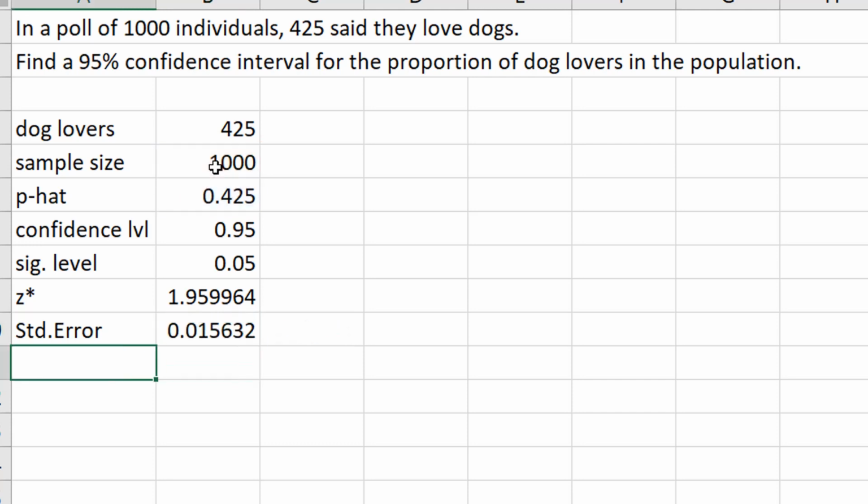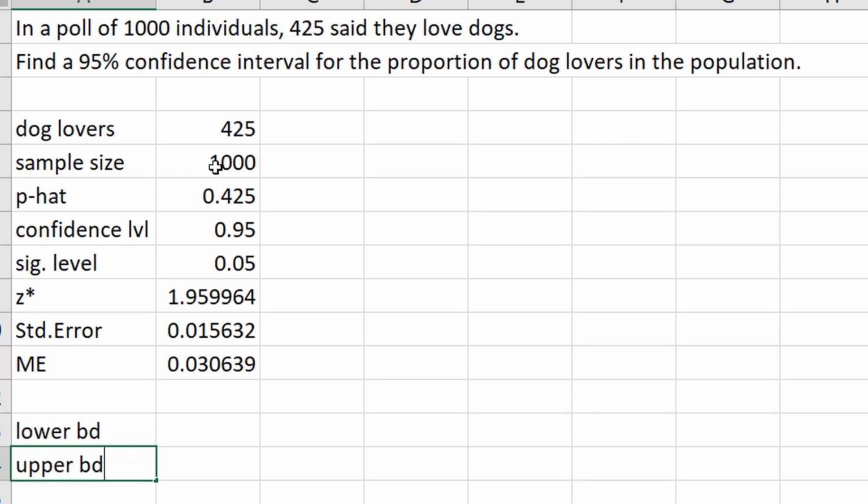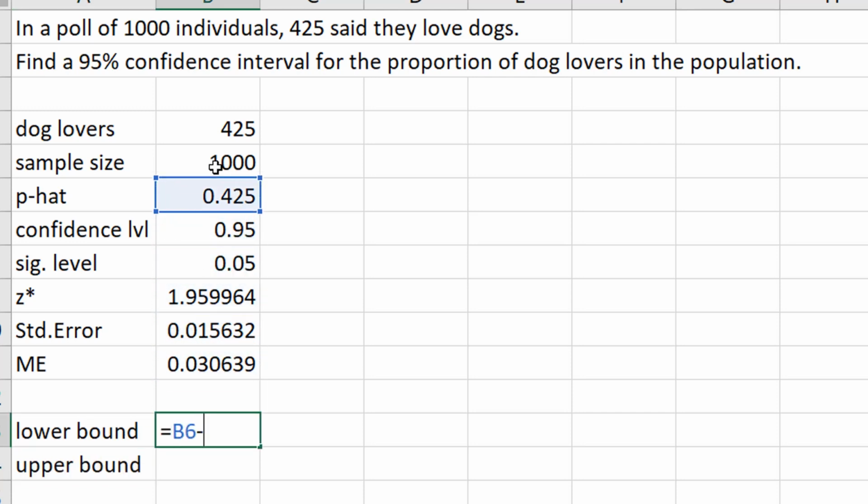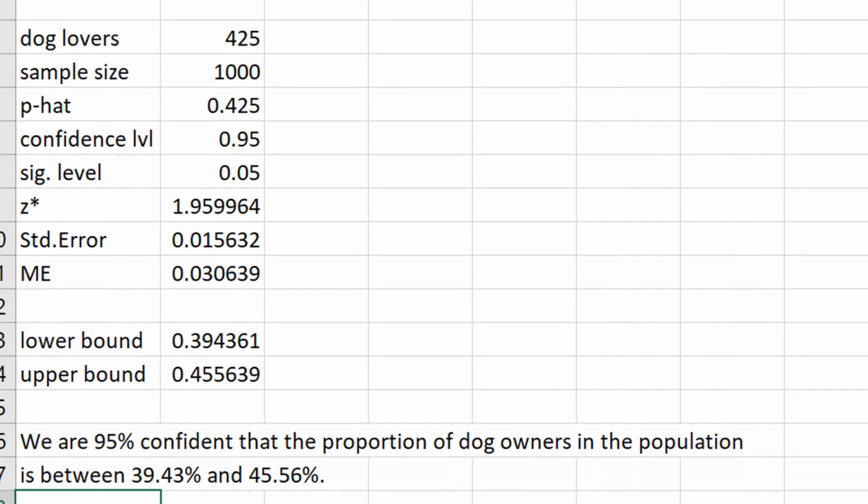All right, so now finally my margin of error. This is going to be my z star times my standard error. And so my lower bound and upper bound are going to be my p hat minus the margin of error, and p hat plus the margin of error. All right, so then we conclude this by saying we're 95% confident that the proportion of dog owners in the population is between 39.43% and 45.56%. Okay, because that's what our lower and upper bounds are.